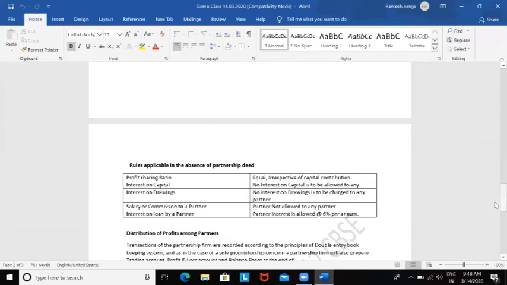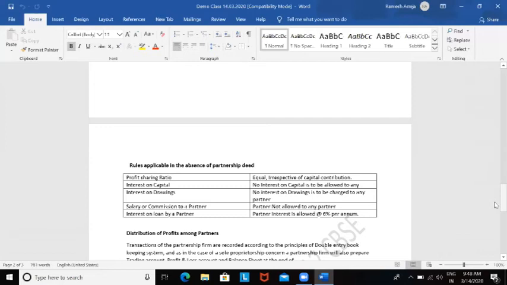The table on the left hand side is saying profit sharing ratio. That means if the partnership deed is not present, the profit sharing ratio will be equal irrespective of capital contribution. If the partnership deed is there, it will be mentioned what the ratio is. If it is not there, then suppose 3 partners are there, A, B, C, 1:1:1 will be the ratio. That means equal, 33%, 33%, 33%. And if the partnership deed is there, whatever ratio is given in it, you have to follow.